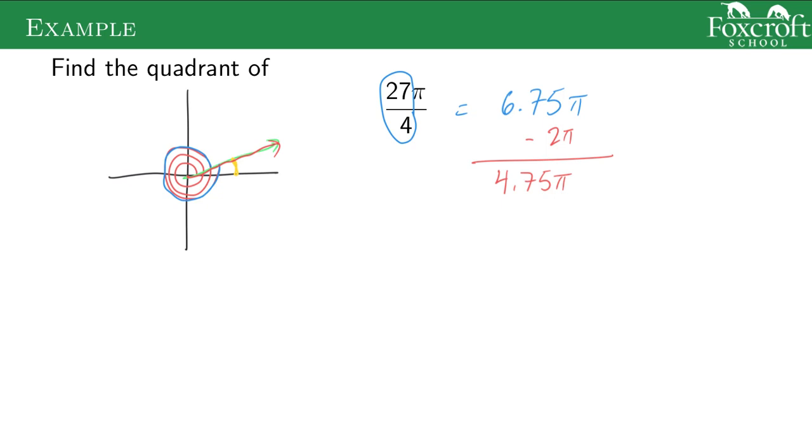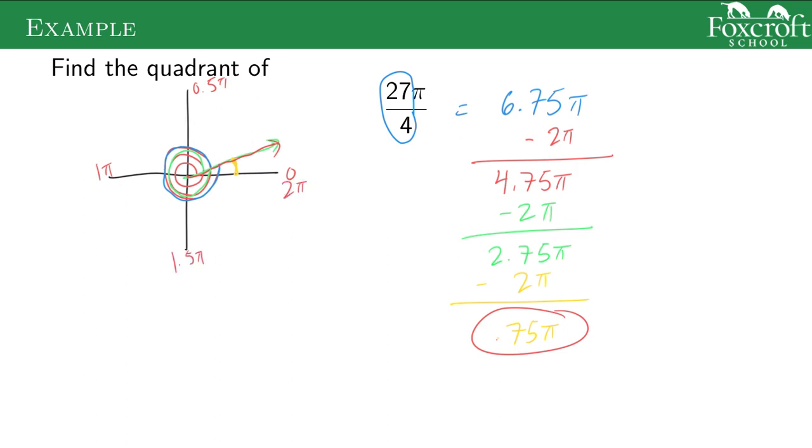And I can do this again, subtract off another revolution. So I'm going to subtract off another 2 pi. That gives me 2.75 pi. I'm just going to keep doing this until I get an angle that is smaller than 2 pi. So I get 0.75 pi. All right, and this is the angle I want to discuss now because that's actually a number smaller than 2. So it's in our normal 0 to 2 pi range.